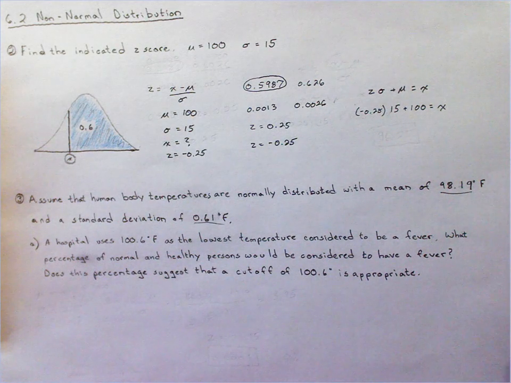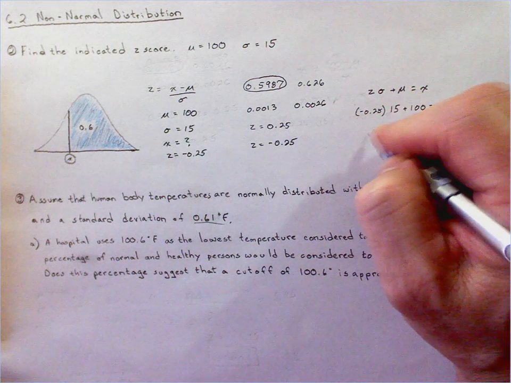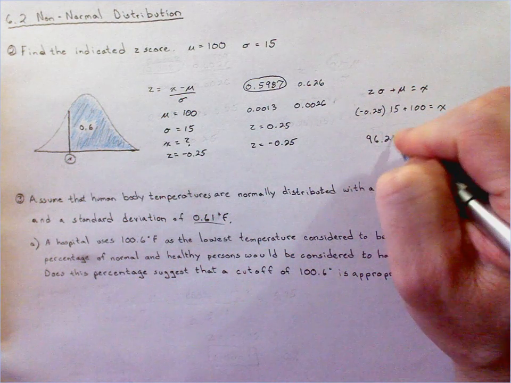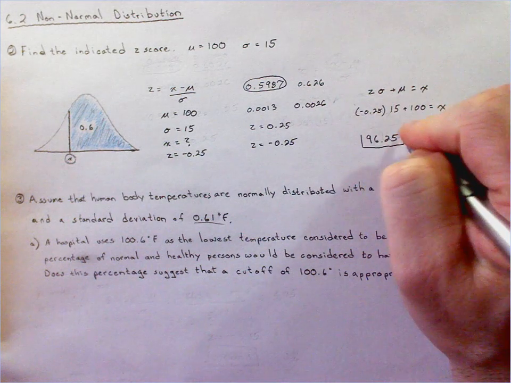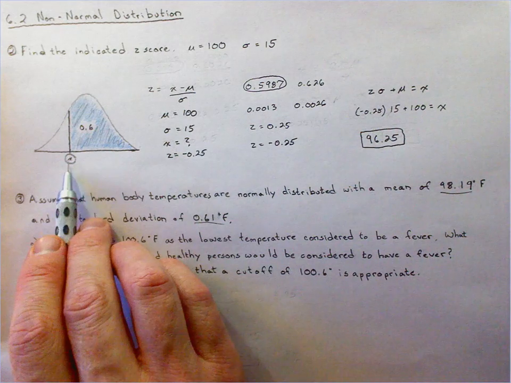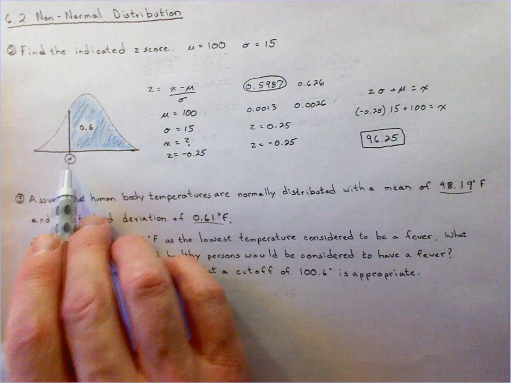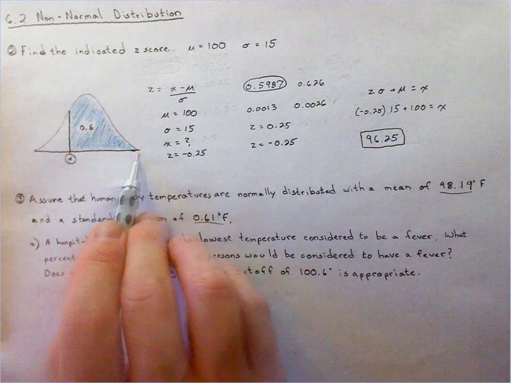On the calculator, I end up with an IQ score of 96.25. That's the lowest IQ score that will encompass 60% of the population. So from 96.25 up to the highest.